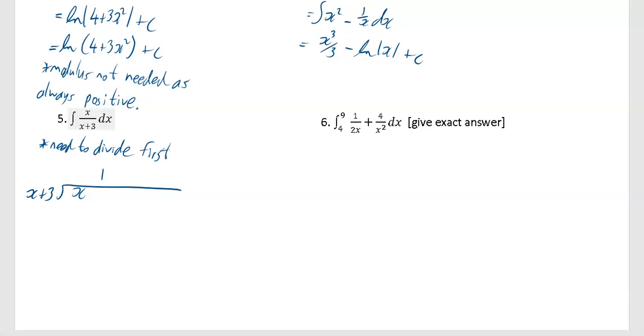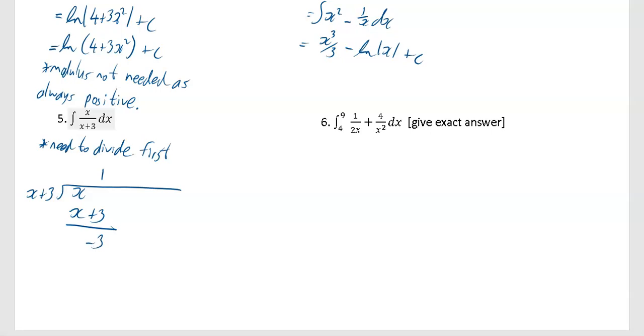And then 1 times the x plus 3 gives you x plus 3. So just write down your x plus 3 underneath. And then what you're doing is this line minus this line. So you have 0 minus 3, which is minus 3, and x minus x, which is 0. So that just took us down to minus 3.